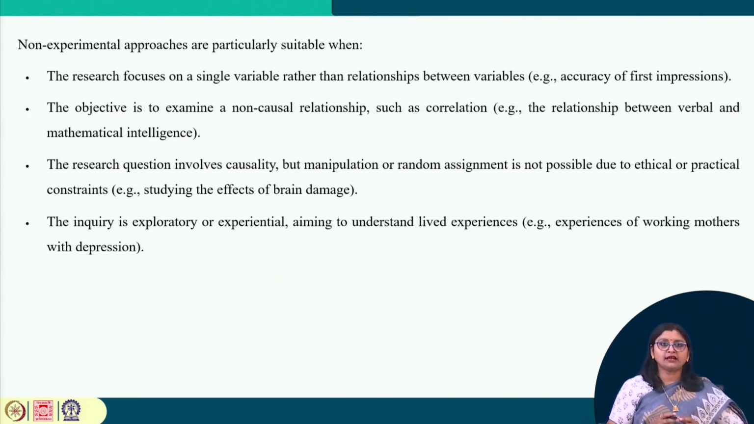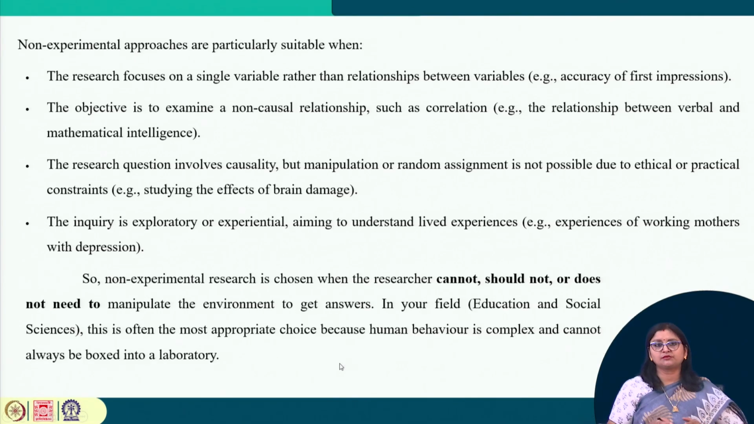Or the inquiry is exploratory or experiential, aiming to understand lived experiences. For example, the experience of working mothers with depression, or of children, teachers, teacher educators and other professionals. This kind of study comes under non-experimental research.